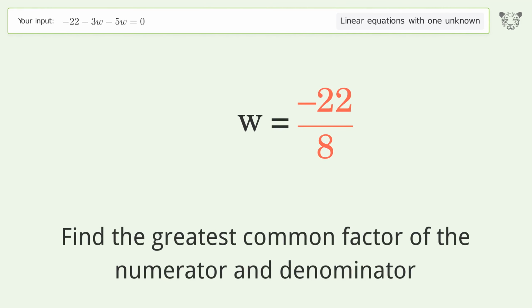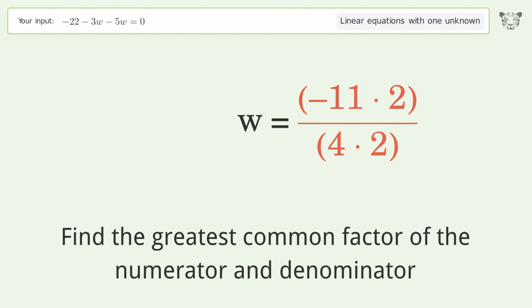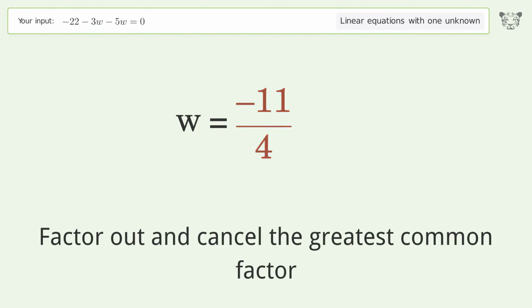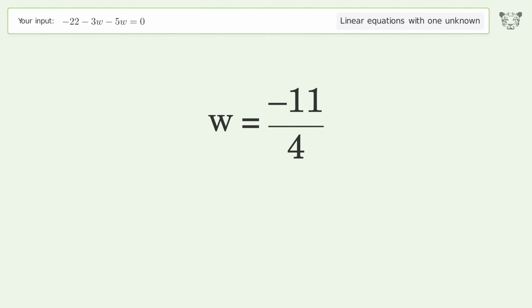Find the greatest common factor of the numerator and denominator. Factor out and cancel the greatest common factor. And so the final result is w equals -11/4.